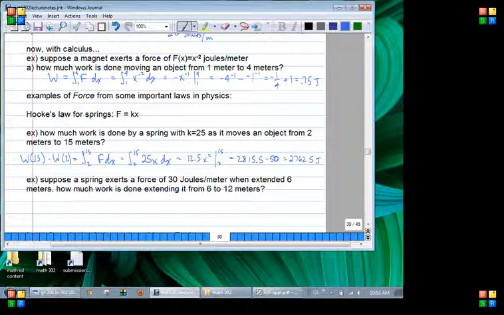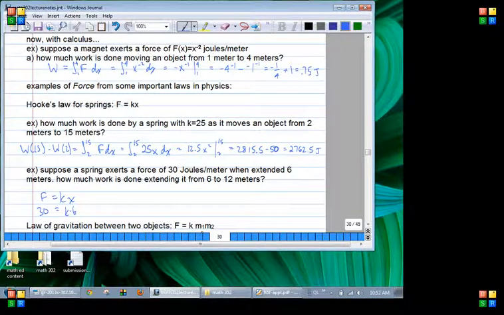Now, what formula do we know that involves K? F equals Kx. Yeah. We can rewrite it like that. So F equals Kx. Well, what piece of information do we have? The value for F is 30. And what else do we know? X is 6. When X is 6, so what's K? You solve for K and you find that it's 5.